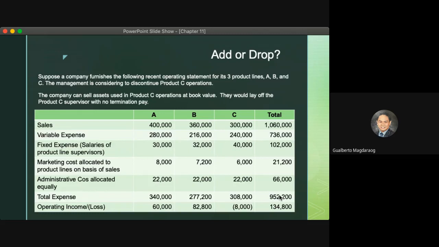Okay? There's a case B there. It's for you. Just apply the changes and then check the effect on the total net income.